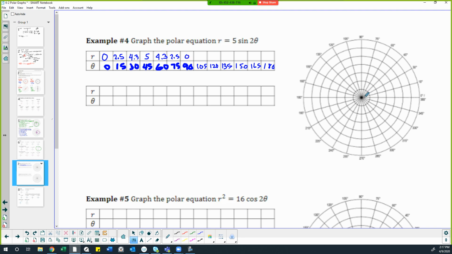Just for fun, let's graph what we have so far. So 0, 0, and then 15 degrees is 2.5, and 30 degrees is 4.3, and 45 degrees is 5, and 60 degrees is 4.3, and a little bit. And then 75 degrees is 2.5. And then 90 takes us back to 0.